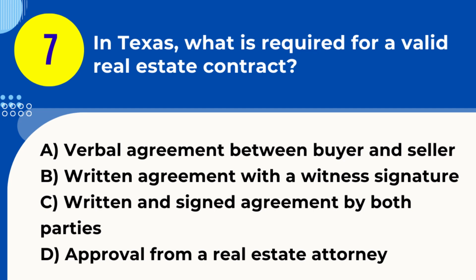Answer: C. Written and signed agreement by both parties. Explanation: a valid real estate contract in Texas requires a written and signed agreement by both parties involved in the transaction. This legal requirement ensures clarity and enforceability of the contract terms.